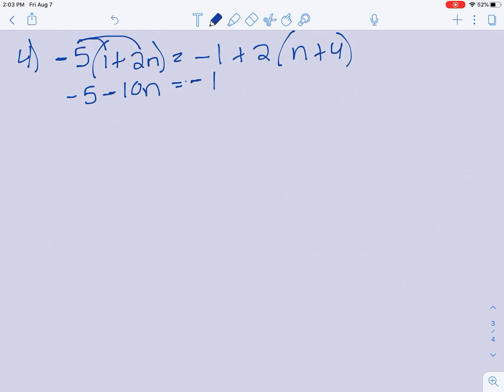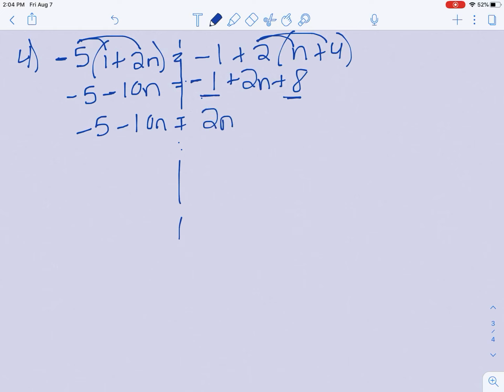And then I'm going to bring down my negative 1 and then distribute this 2. So 2 times n would be plus 2n. 2 times 4 would be plus 8. Now we can do our dotted line and combine our like terms. On the left, I don't have any like terms, so I'm going to bring it down exactly how it is. On the right, I have a negative 1 and an 8 that can go together. So I'm going to bring down my 2n. Negative 1 plus 8 would be plus 7.